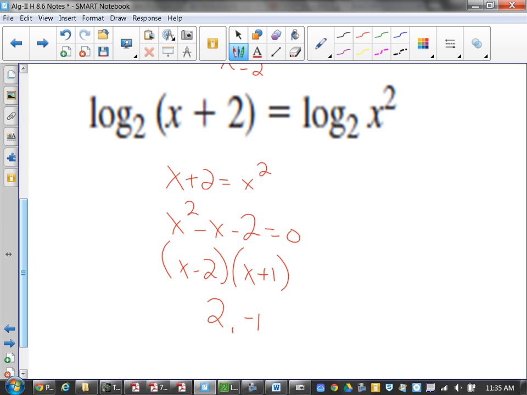You get two possible solutions, which means you always want to double check, make sure they both work. What's 2 plus 2? 4. Plus 2 squared, 4. Is that the same? Yes. What's -1 plus 2? 1. What's -1 squared? Are those the same? Yeah. Do they both work? Yeah. Very good.